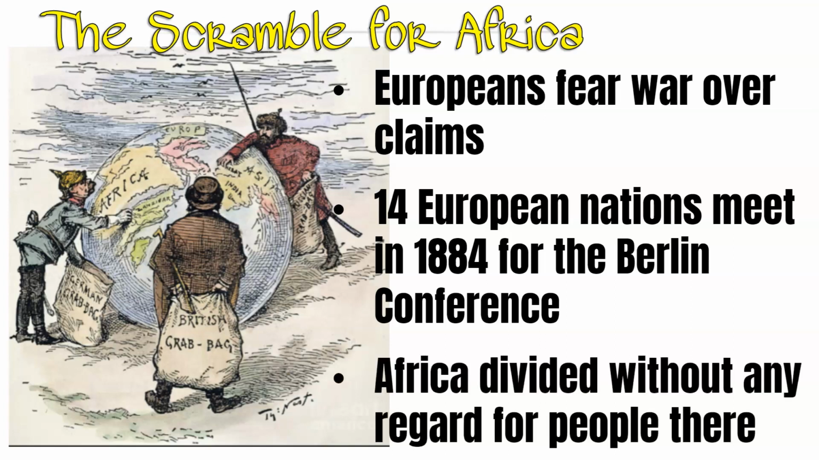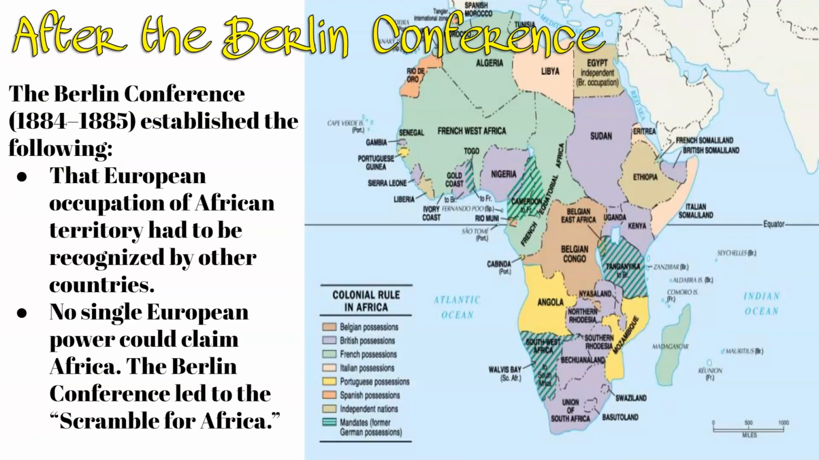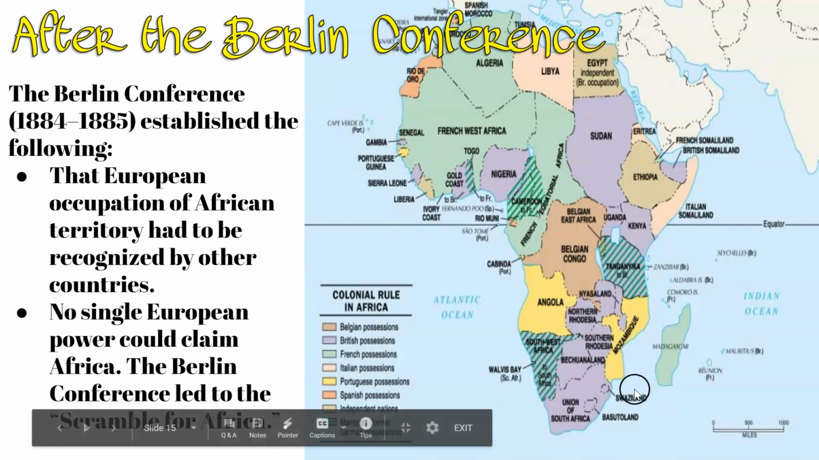So what we actually see at this conference is that Africa has borders drawn for it, and it is divided without any regard for the people that are actually living there, that have been living there for hundreds of years prior to European contact. After the Berlin Conference, we start to see the continent of Africa look like this, as you saw from your map assignment.